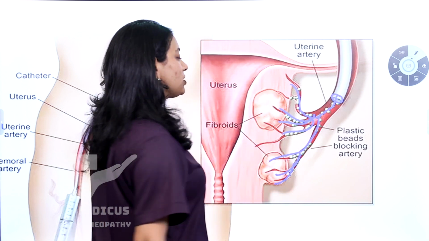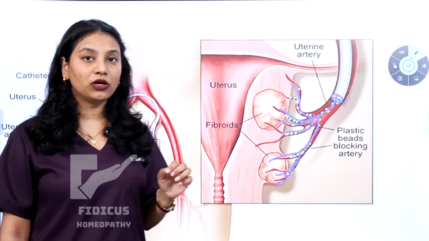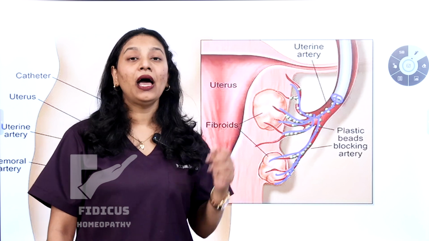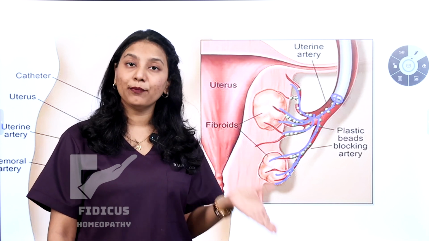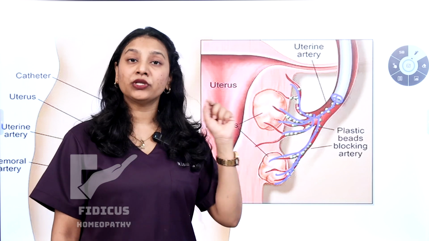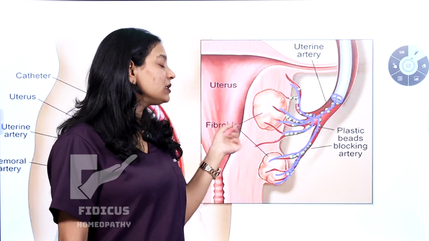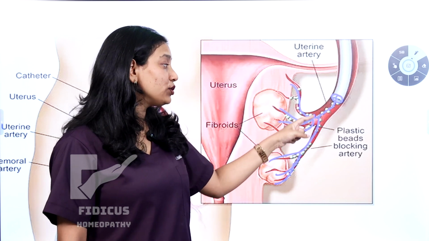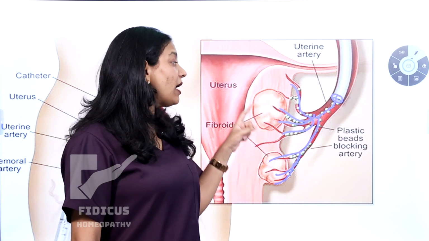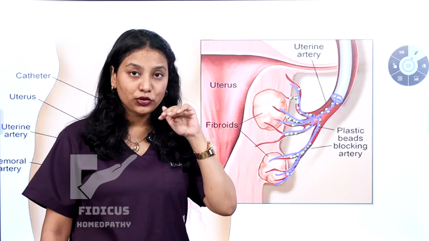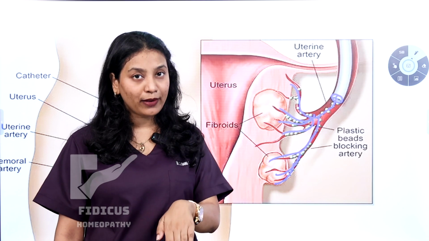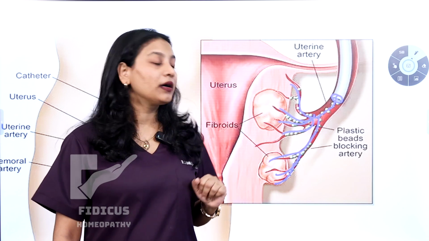So this is the procedure where there is insertion or puncture in the femoral artery, and then there is direction of this embolus or this material which is dyed or luminescent, and this material is sent and directed to the uterine artery, and then from the uterine artery it is sent to the capillaries which are supplying this fibroid, and they will block the capillaries.